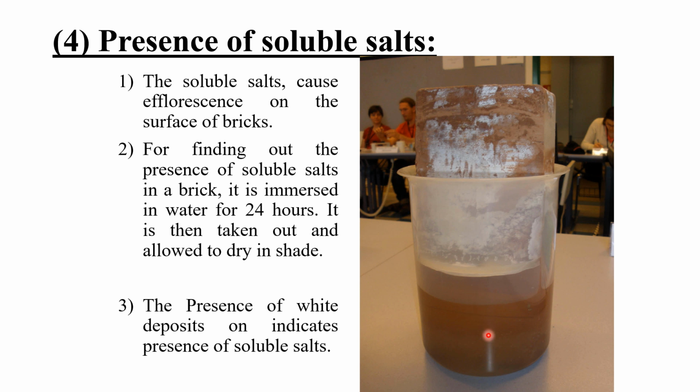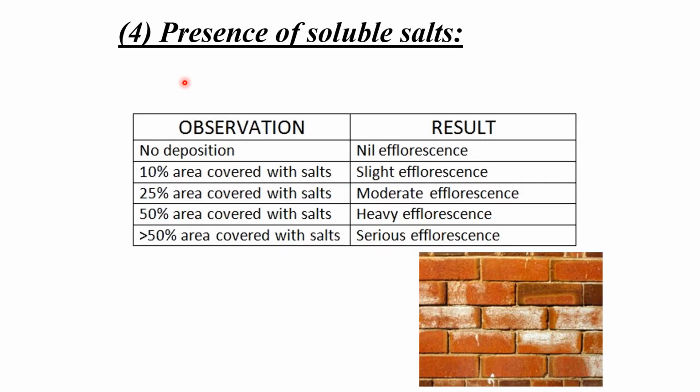The water from the bottom, due to capillary action, starts moving upward. Then the salts which are present in the brick come out on the surface and appear. The presence of white deposits on bricks indicates the presence of soluble salts. These are the observations. If no white patches appear after the test, it means nil efflorescence. That is a very good brick.